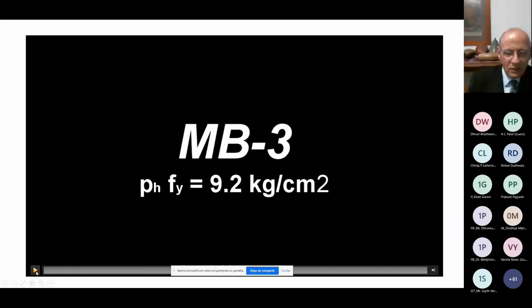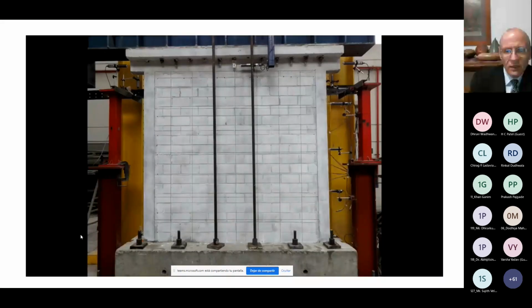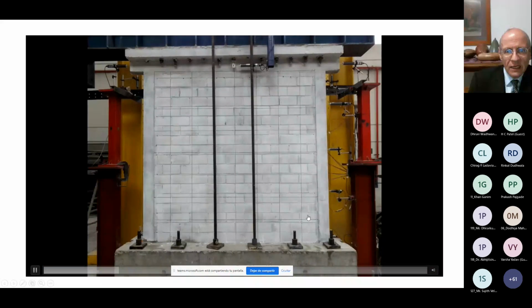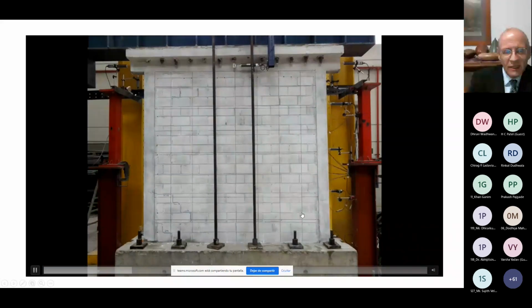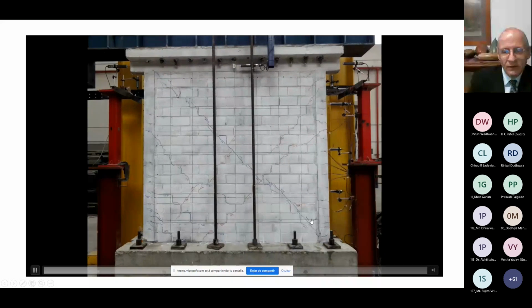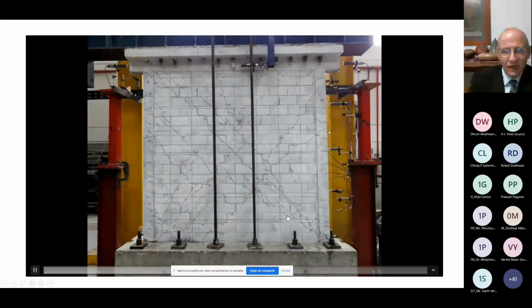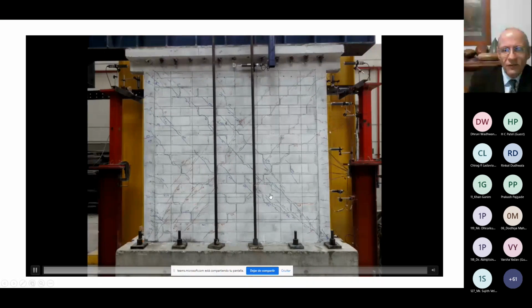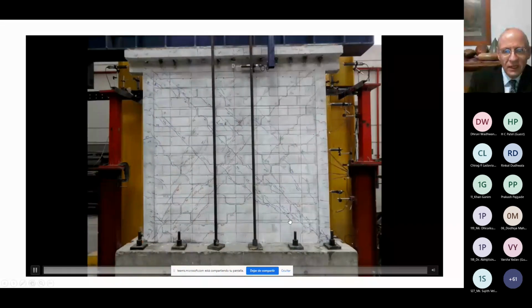This one is similar but has this amount of reinforcement. It's a mid-table wall. And again, some diagonal cracks will appear. These small ones here at the bottom are flexural. The main cracking, the first shear cracks, are these diagonal ones. Observe the distribution of the cracks.